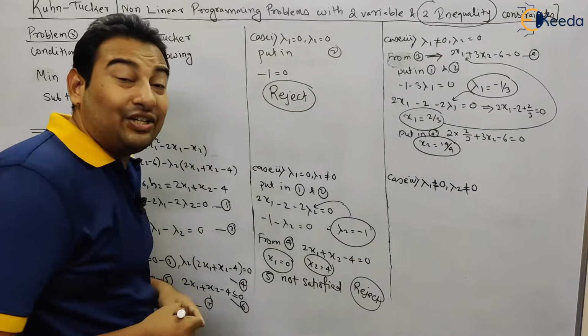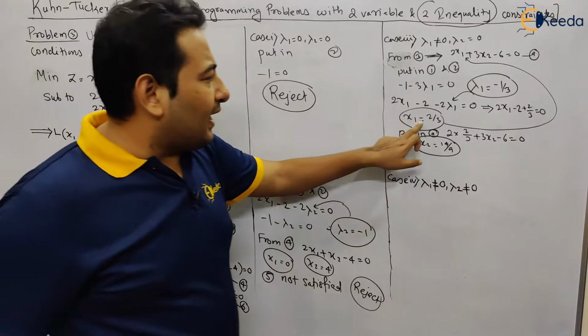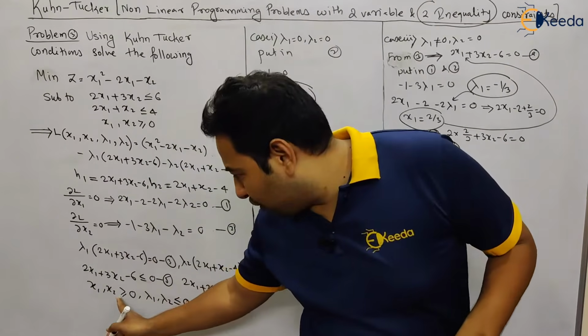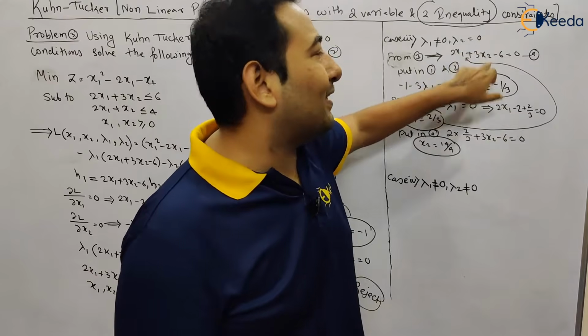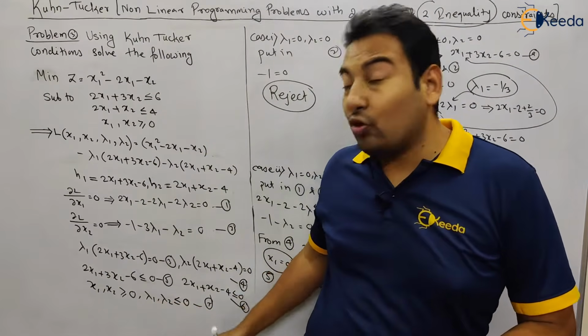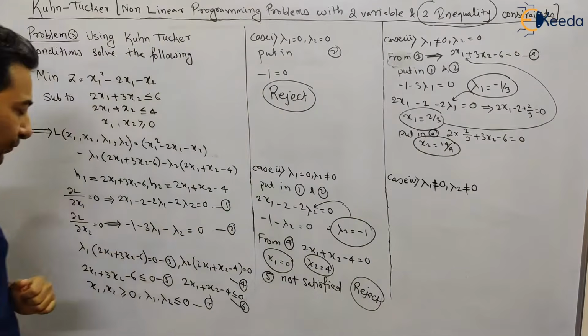Now let us check which conditions are satisfied. First of all, let us check for 7. See, x1, x2 both are greater than or equal to 0, and lambda 2 is 0 and lambda 1 is minus 1 by 3. Means lambda 1, lambda 2 both are less than or equal to 0. 7 satisfied. Let us check for 5 and 6.